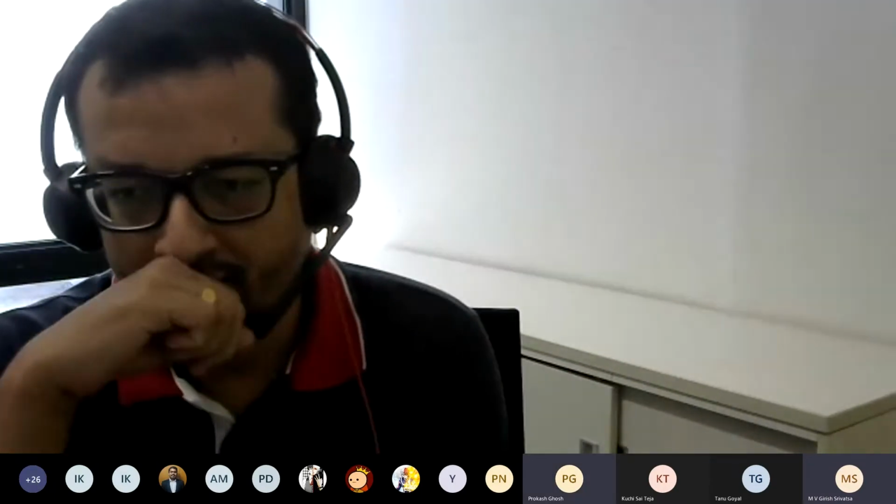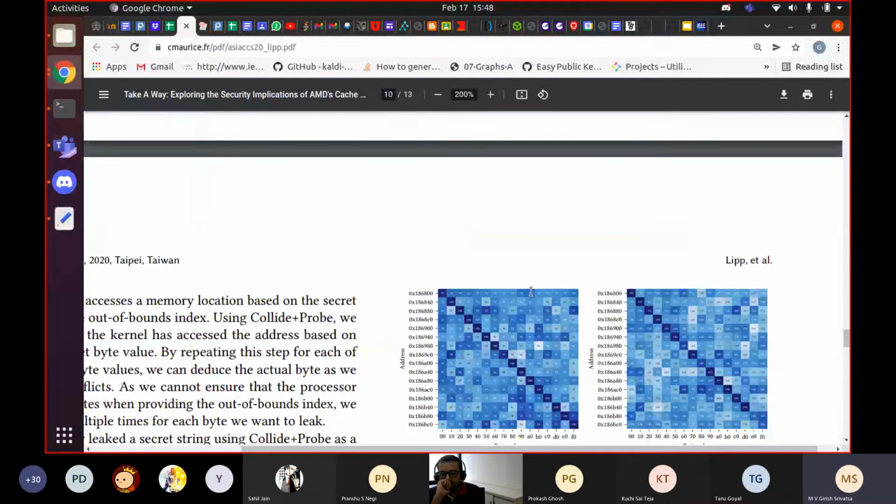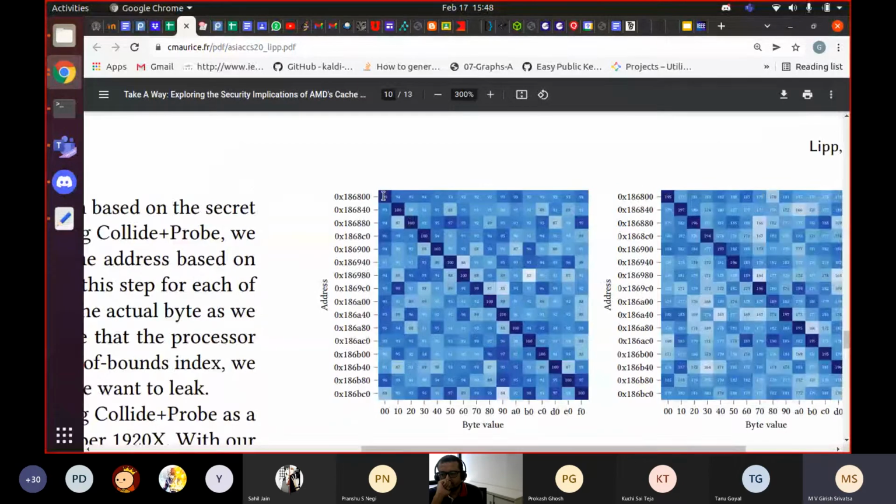Just a second. Here they have shown the accuracy of this attack: the number of times the correct high order nibble was detected. So if all the diagonals are blue, it means you have detected the correct high order nibble. Only the most significant 4 bits are varied here. Okay, so only 4 most significant bits per byte of the key.